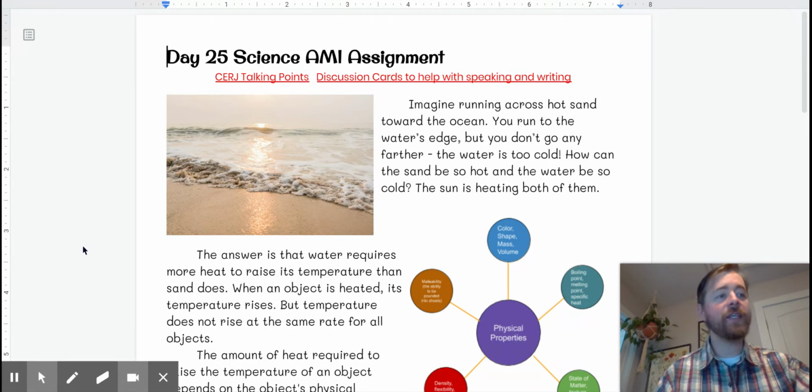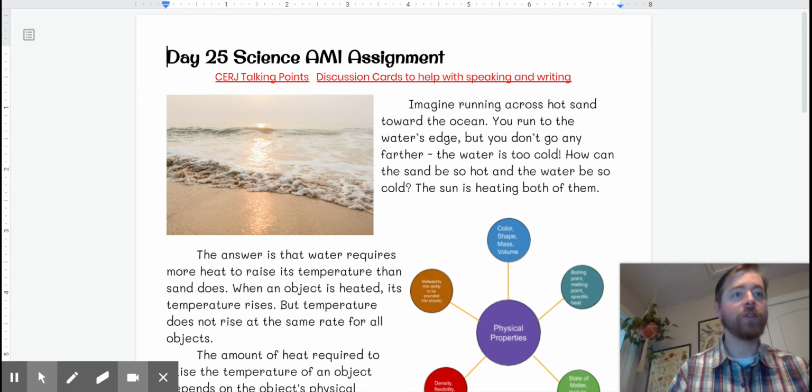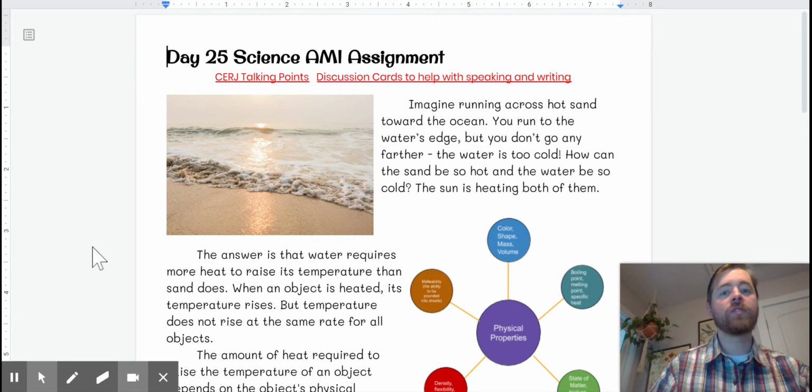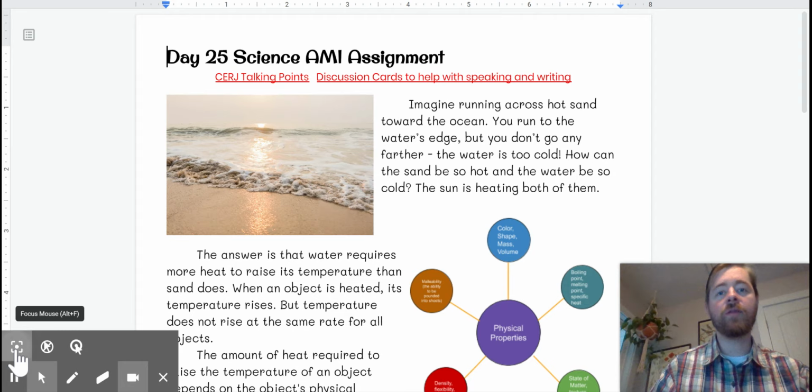Today we're talking about heat and temperature. Specifically, we're talking about specific heat. So let's get into our reading and then break it down.